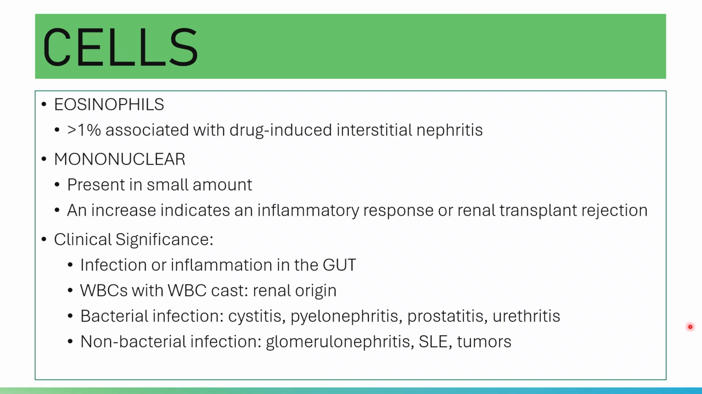Again, in the case of mononuclears, you have histiocytes, lymphocytes, and plasma cells. If 30% or greater of these is present in the differential count, it indicates chronic inflammation.